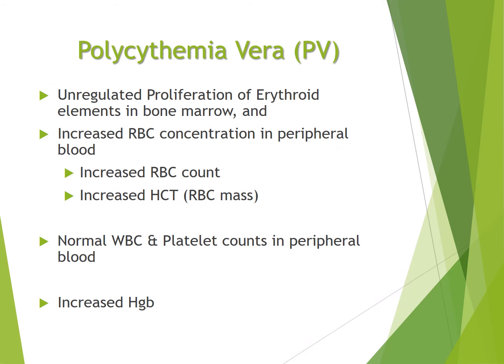Polycythemia vera is a neoplastic clonal myeloproliferative disorder that commonly manifests with panmyelosis in the bone marrow and increased red cells, white cells, and platelets in the peripheral blood. An enlarged spleen is common, and the disease arises from the hematopoietic stem cell. You're definitely going to have an increased red cell count due to increased red cell mass.